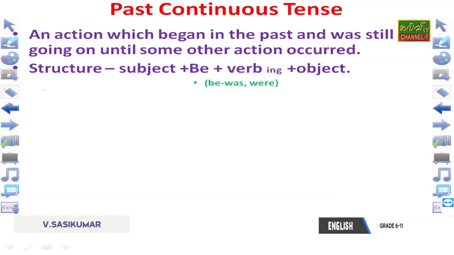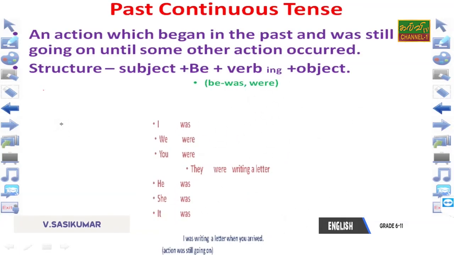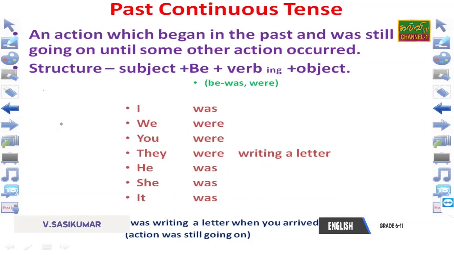And then I have given one example. Finally you can see, following the structure I have given some example. Now you see, there are 7 subjects, then helping verb, after that verb 1 plus ing form. Now you can see, I was writing a letter.